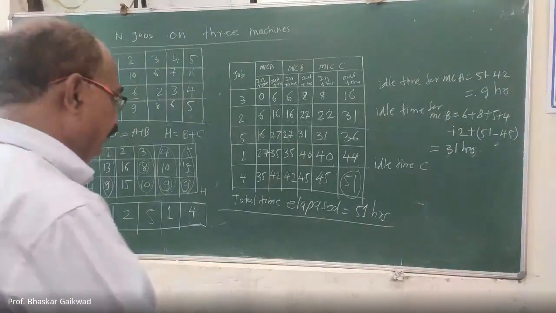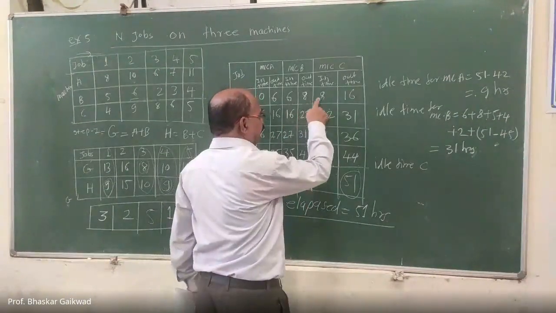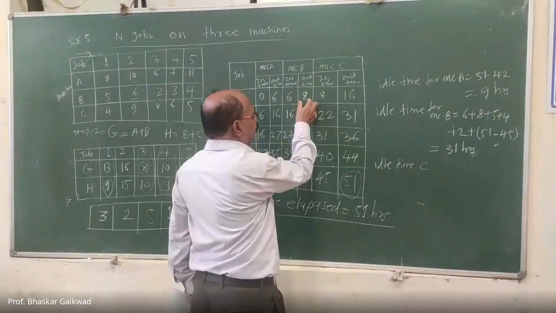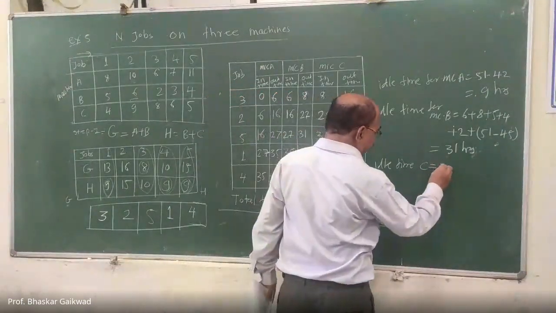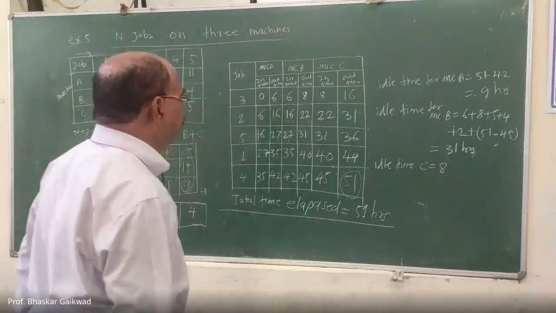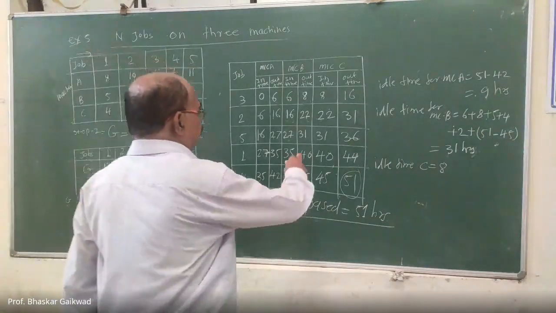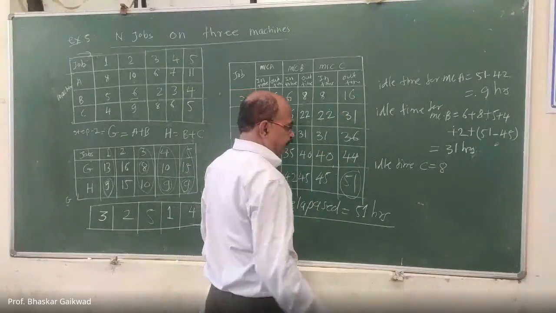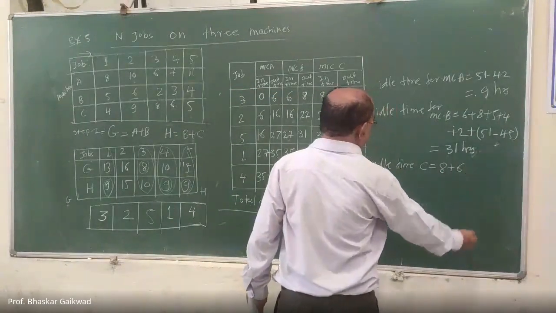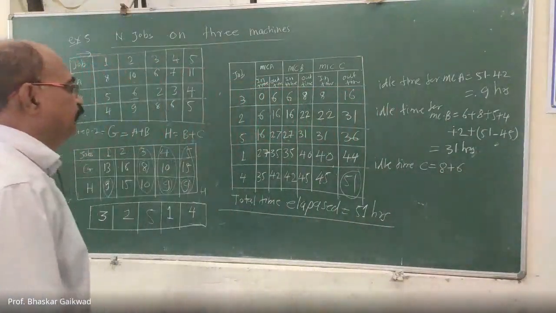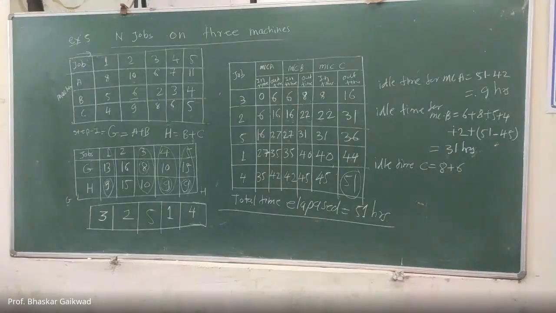Initially, this machine will remain idle. After 8, this machine will remain idle. Means initially 8 hours is there. So after this, how much? After 8, what is this difference? 22 plus 16, 6. Next. Next, how much there?